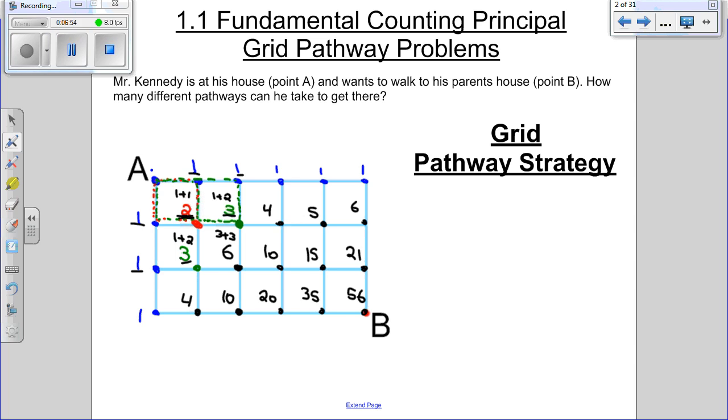So if you fill in all those dots by just adding up the corners that lead into that corner, eventually you'll work your way to the end of the grid. And that'll tell you how many ways I can get from A to B. In this case, it's 56. Does anybody have any questions about that?